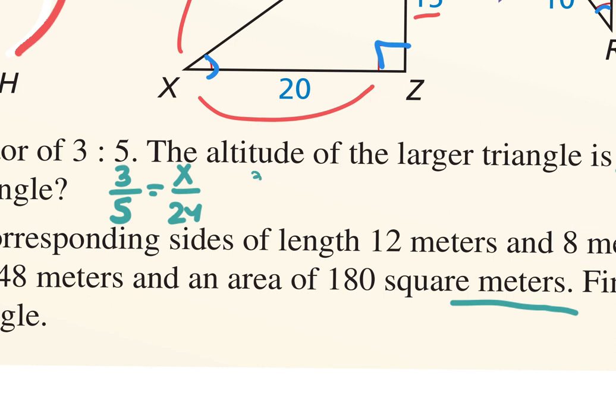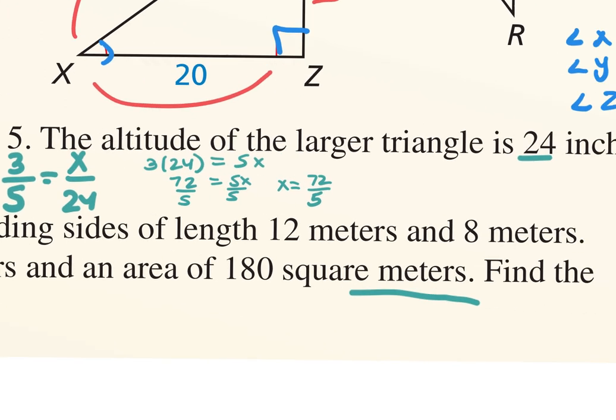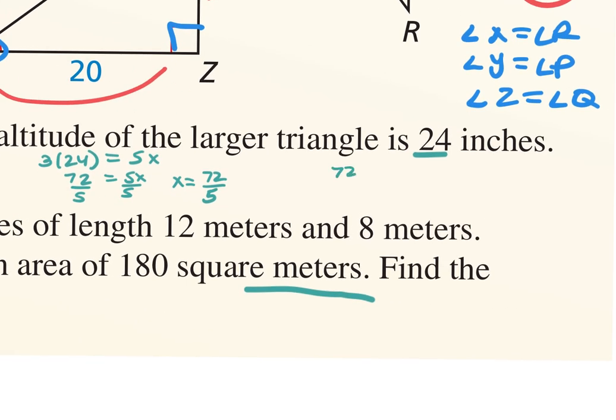Cross multiply here. 3 times 24 would equal 5 times X. 72 would equal 5X. Divide by 5. And X equals 72 over 5, or divide that out. 14.4.